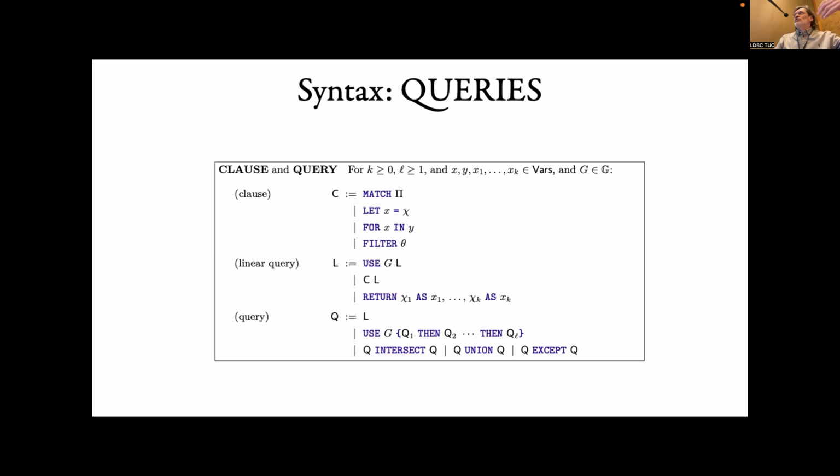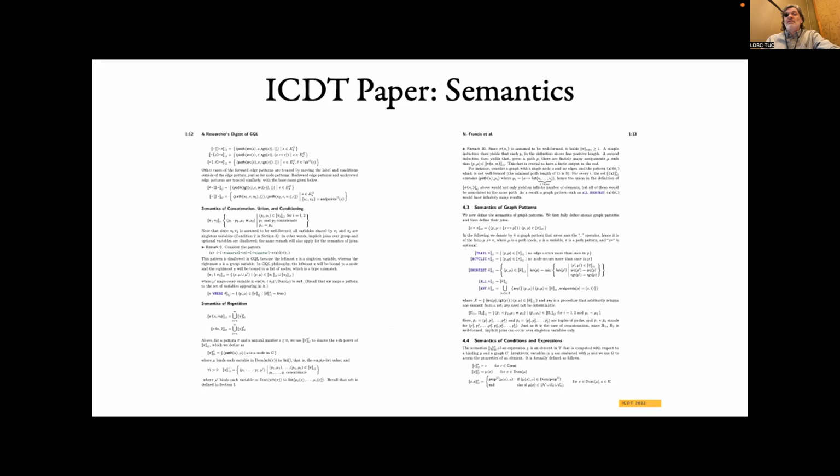And then the rest of the queries. So we have clauses, which are things like match, let, for, and filter. Then we have linear composition. So you can build things linearly in the Cypher and GQL style, and GQL return style. And then we have the queries themselves, which essentially use a graph, then do several queries, and then use another graph, do several queries, and so on and so forth. And the core of the ICDT paper was to give the semantics, right? And the semantics is just this. It's 2 pages. So this is something that researchers can sit and in an afternoon understand, decipher, and start working on.